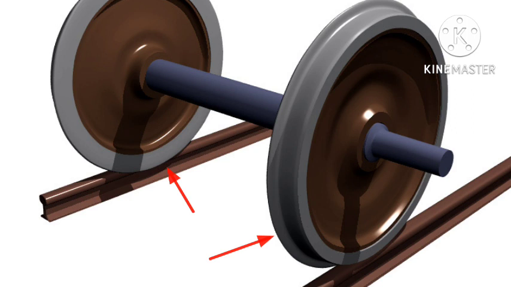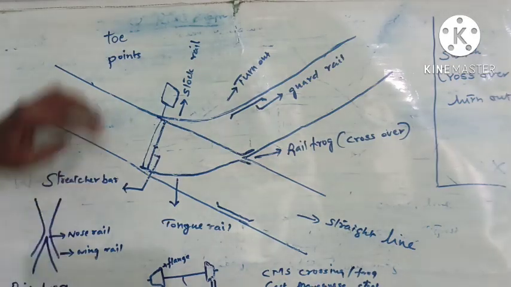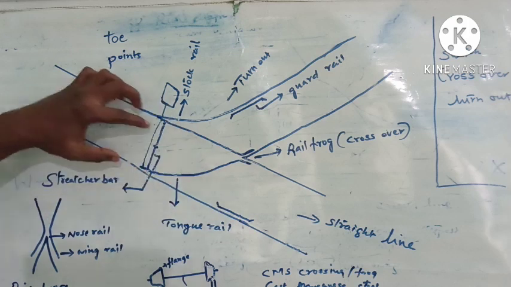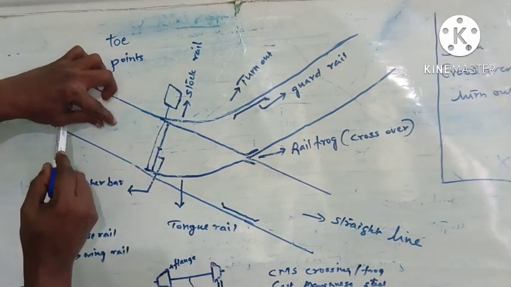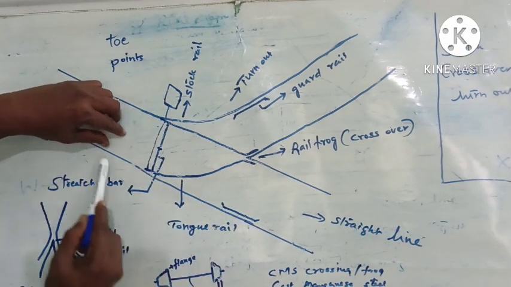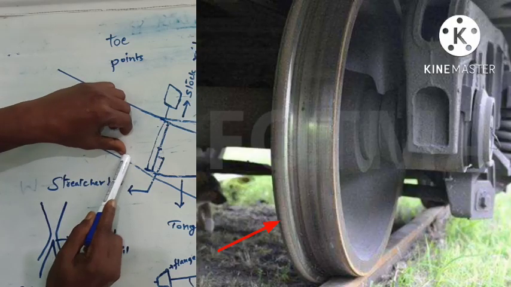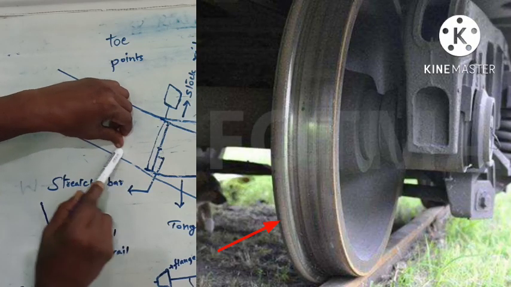Here the flange, here the flange. The wheel is prevented from going out of the track by these flanges. So this point is set for the main line. While the train is moving through this line, what will happen? The wheel flanges are inside the track, here inside.